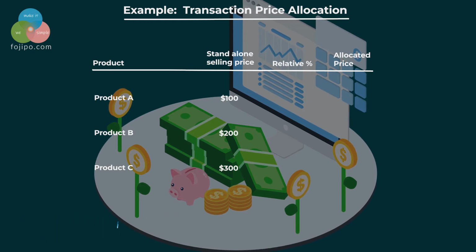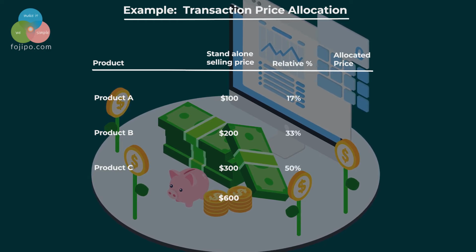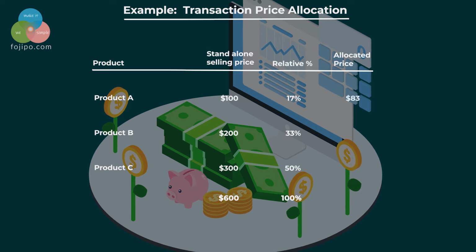So, first you determine relative percentage of a standalone selling price across all the three products, which is 17%, 33% and 50%, and then allocate transaction price, that is $500, in that ratio across all the products A, B and C, and thereby price allocated to product A is $83, price allocated to product B is $167 and price allocated to product C is $250. Totaling $500, that is total value of the contract.